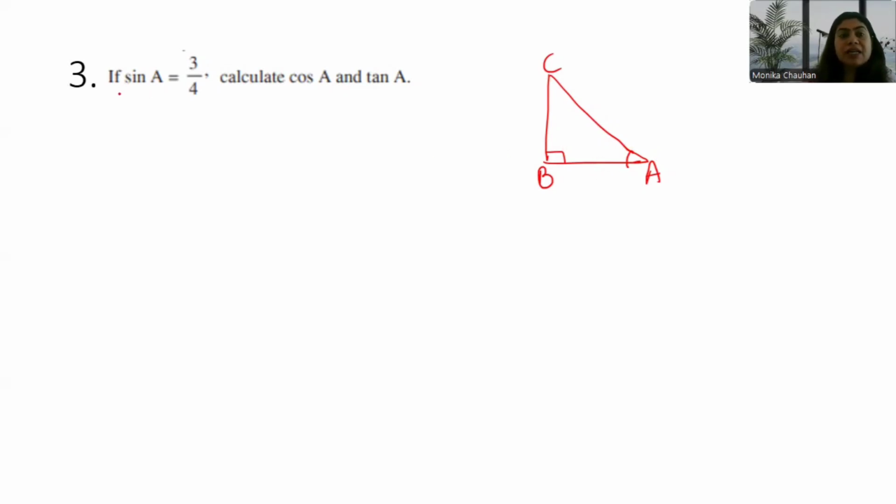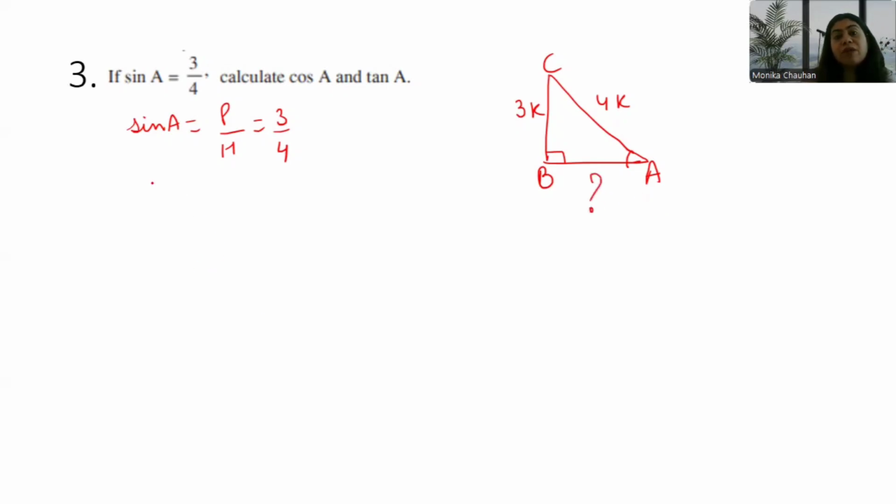Sine A means it is always perpendicular upon hypotenuse. So this is 3 and this is 4. So I will say the perpendicular is my 3K and my hypotenuse is 4K. You can name it as X because it's not the length which is given as 3 centimeter, 4 centimeter. So we will assume 3X, 4X, 3K, 4K, any variable. Now you have to calculate cos A and tan A. You can calculate only when you know what this base is.